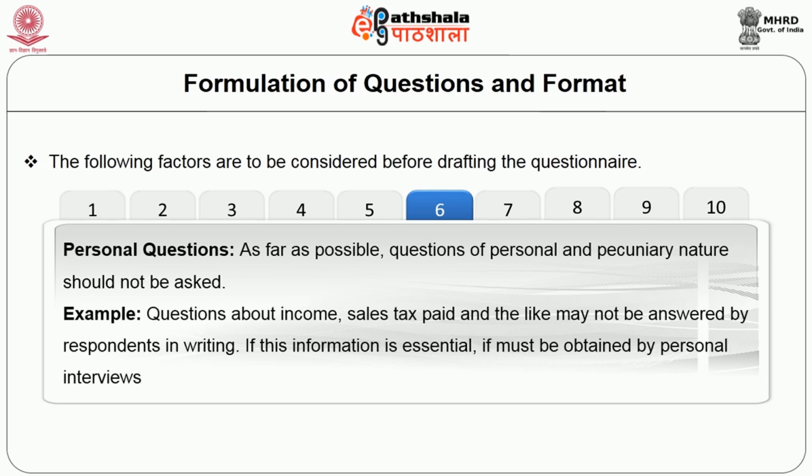Number 6. Personal questions. As far as possible, questions of personal and pecuniary nature should not be asked. Example, questions about income, sales tax paid, and the like may not be answered by the respondents in writing. If this information is essential, it must be obtained by personal interview method. Therefore, these questions are to be avoided unless the study actually requires it.